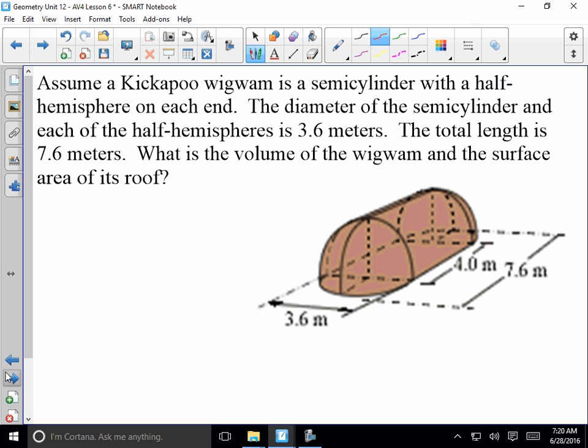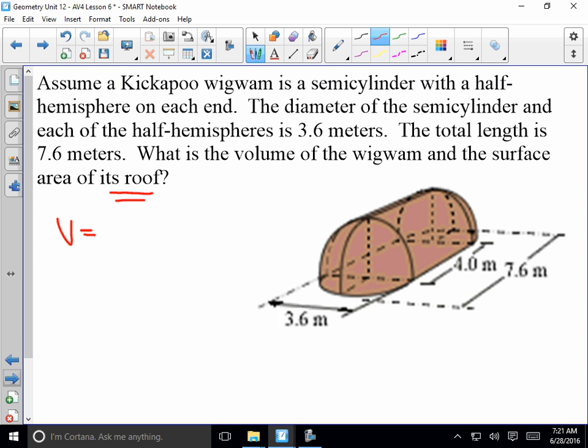So now we're looking for the volume of this wigwam. And we are also looking at the surface area of the roof. How much would it cover? Now notice it says of the roof, so we're not worried about the base bottom underneath. We're worried about the wraparound over the top. So let's deal with volume first.